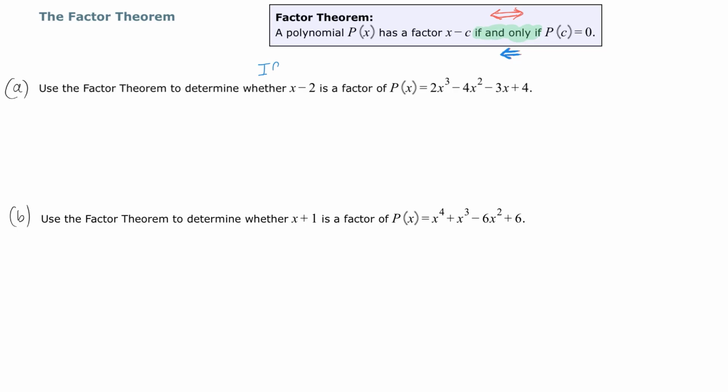So we say if p of c is equal to 0, then we could conclude that x minus c is a factor of the polynomial p of x. And so that's how we're going to interpret the factor theorem for these two examples.